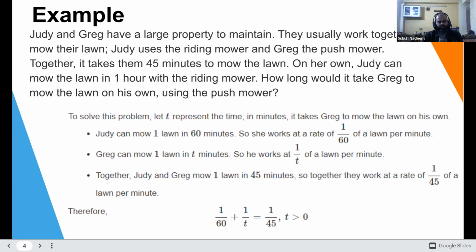So why does she work at 1/60 of a lawn per minute? That I will explain to you. First, go through this. Whatever you don't understand, that I will explain.